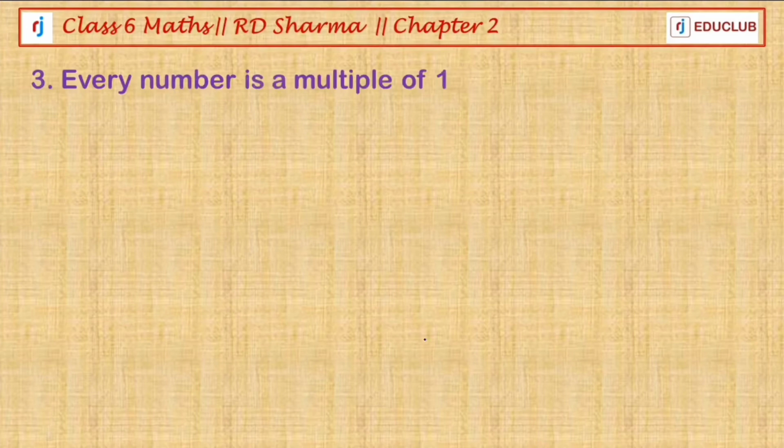Next, every number is a multiple of 1. For example, 5 is equal to 5 into 1, so it is a multiple of 1. 25 is equal to 25 into 1, so it is also a multiple of 1. Every number is a multiple of itself, and every number is a multiple of 1.